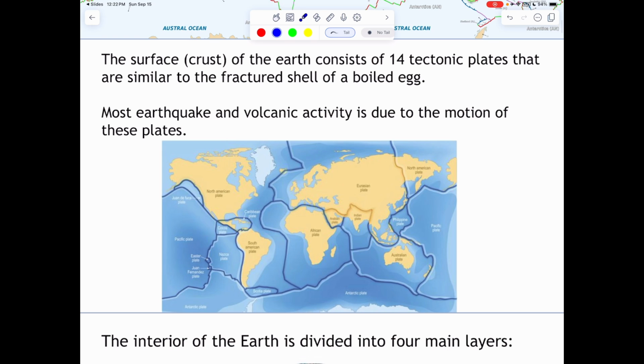4.1. So let's talk about the crust first. The crust contains 14 of these tectonic plates. It's kind of like if you were to fracture a boiled egg, very similar looking thing. And when we see volcanic activity or earthquake activity, it is happening at these plates, which is very important most of the time. Sometimes it happens other places, but most of the time it's happening due to the motion of those plates.